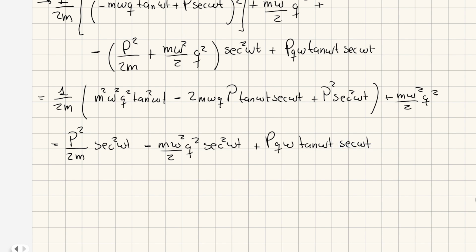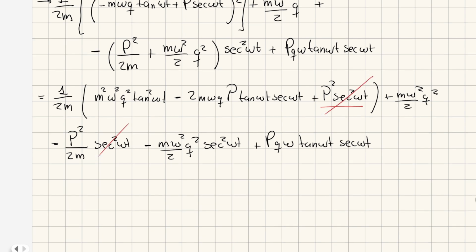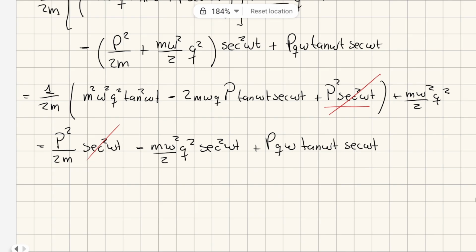The first thing I want you to notice is that this term, which is being divided by 2m, can cancel with this term over here, and that this element is being divided again by 2m, so this 2m will be cancelled with this 2m, and there will remain an omega q p tangent secant, and that is what we have here, pq omega tangent secant, so this term will cancel with this term.